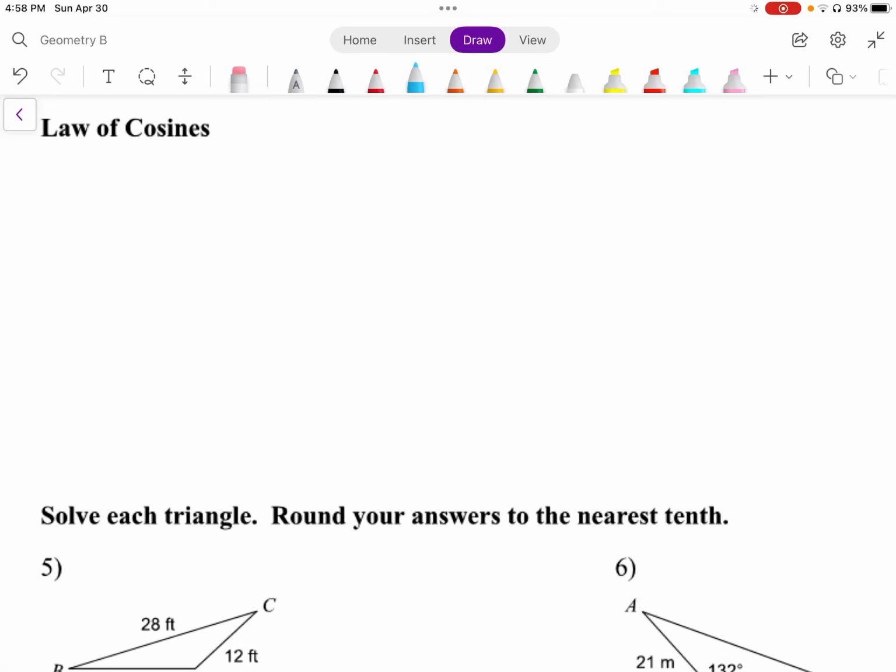Now we're going to look at the law of cosines. The law of cosines is another way to solve non-right triangles. And we learned that the law of sines could be used if you know two angles and the included side, two angles and the non-included side, or two sides and a non-included angle. The law of cosines can be used if you know all three sides, or if you know two sides and the included angle.